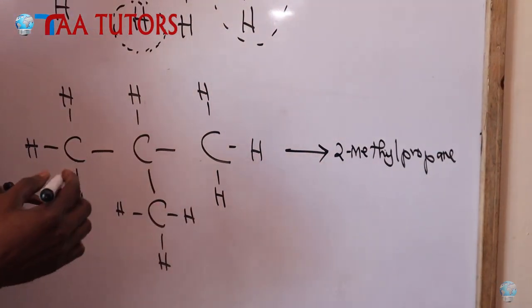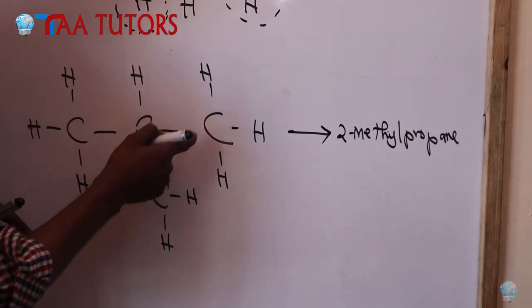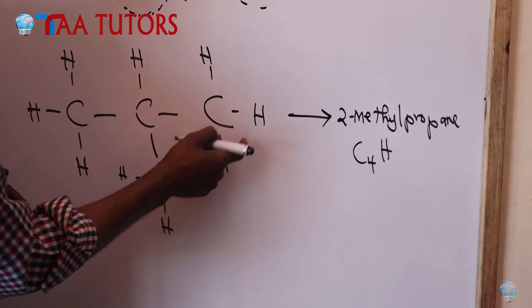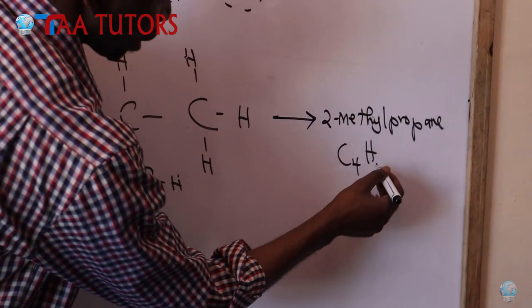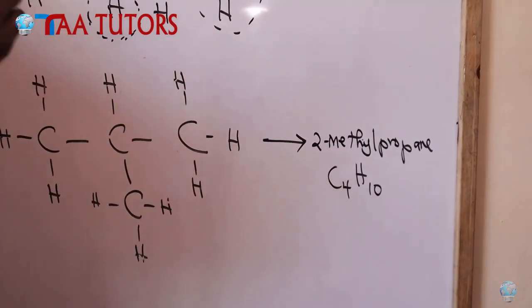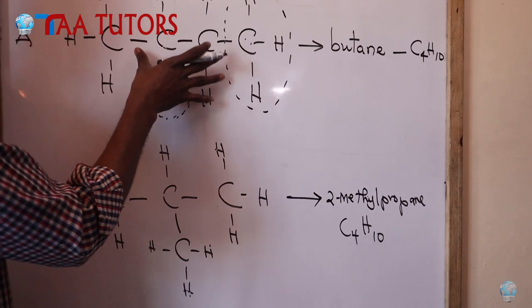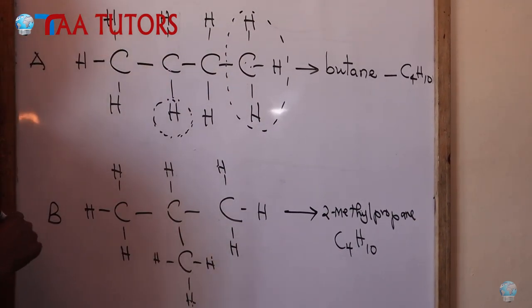But this 2-methylpropane, remember the molecular formula is also C4H10. 1, 2, 3, 4, 5, 6, 7, 8, 9, 10. So again, 10. Now viewers, this is very clear. This compound here and this compound here are not the same structure.